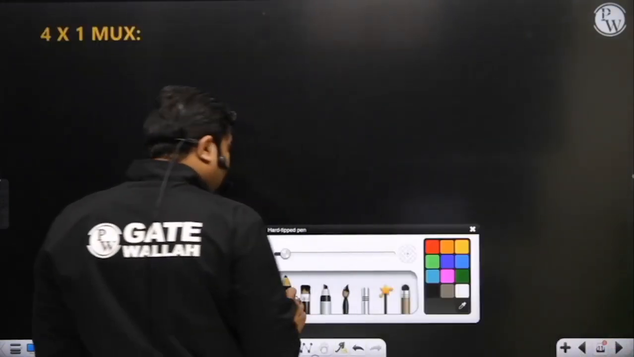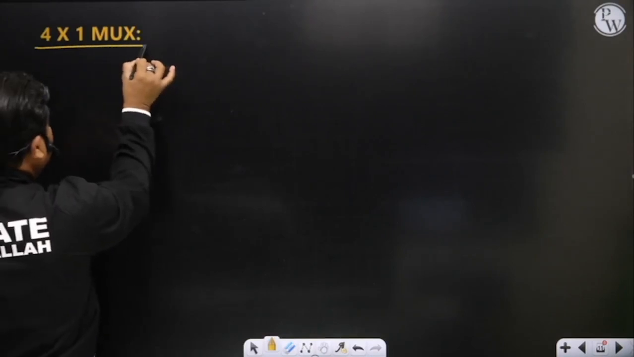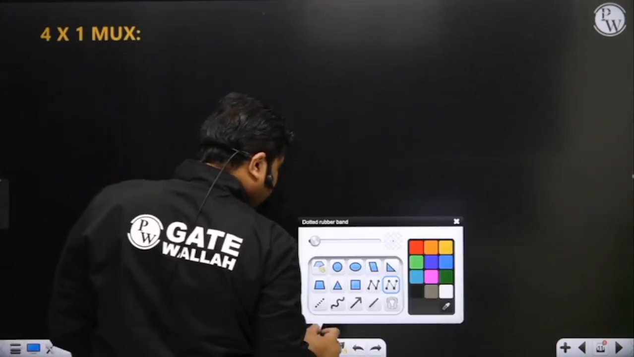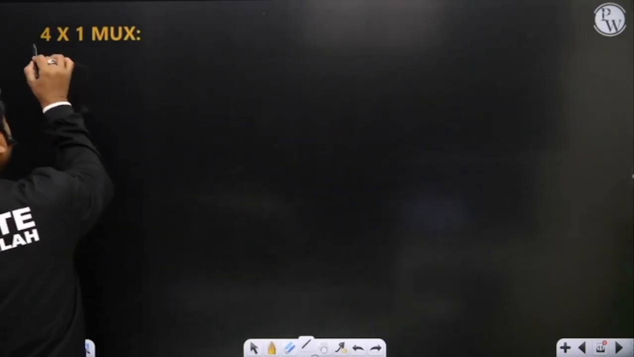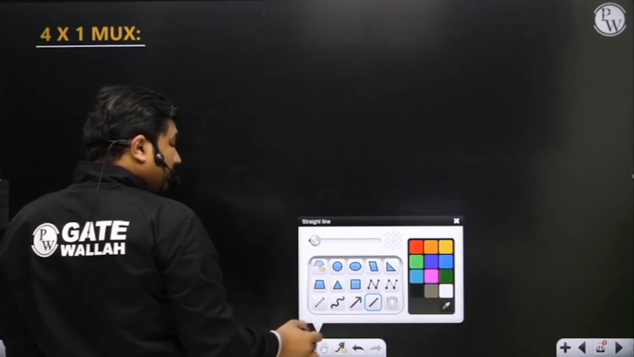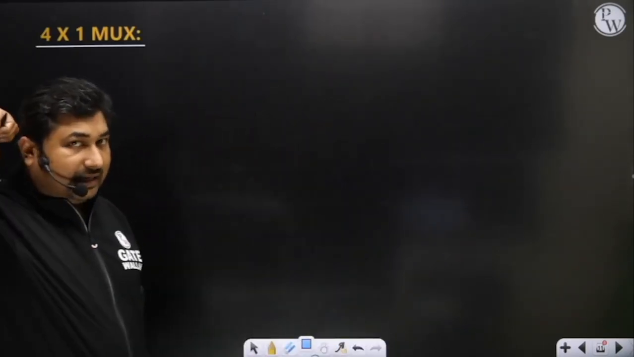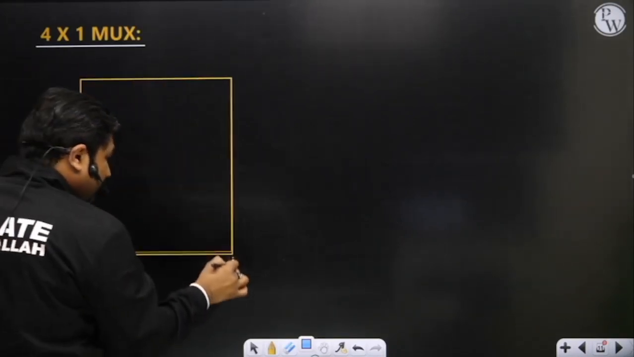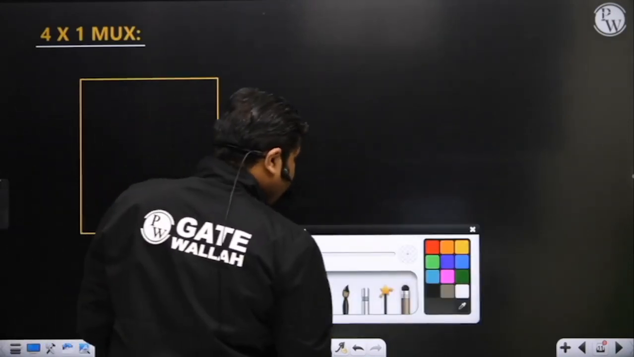Now, let's come to the higher size. Let's talk about the 4 cross 1 multiplexer. Now, please observe. Before implementing any combinational circuit, first of all, we need to understand the input-output relationship. In order to understand the input-output relationship, I am just going to draw the simple block diagram. Always we do it in the same way.